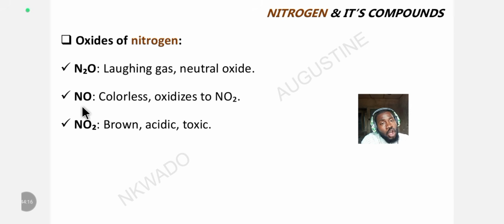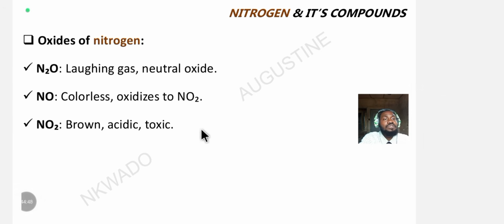Nitrogen 2 oxide is a what? A colorless gas. It is also a neutral oxide that oxidizes to form what? Nitrogen 4 oxide. So the third one is nitrogen 4 oxide, which is a brown acidic oxide that is toxic. It also forms what? Acid rain when present in the atmosphere. All right, so that's that for the oxides of nitrogen.